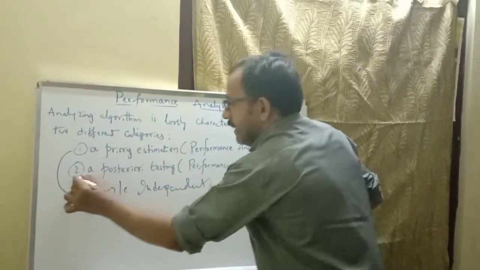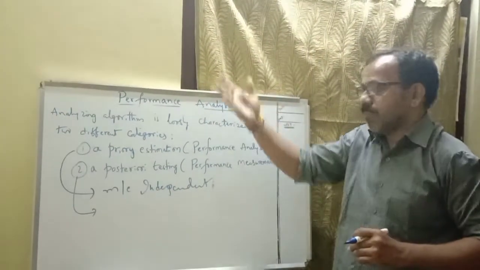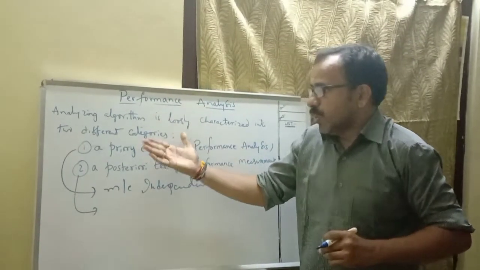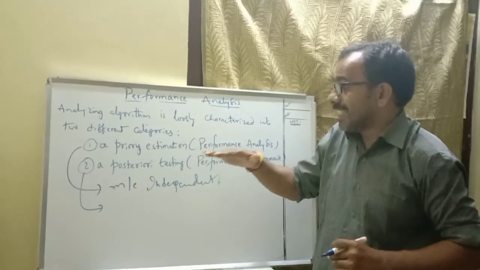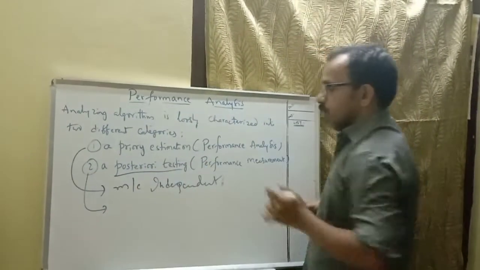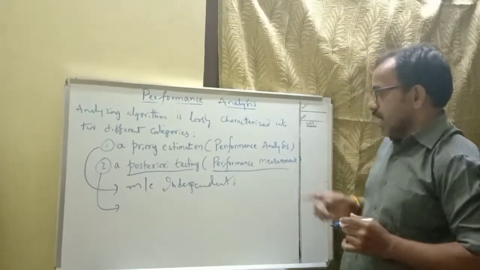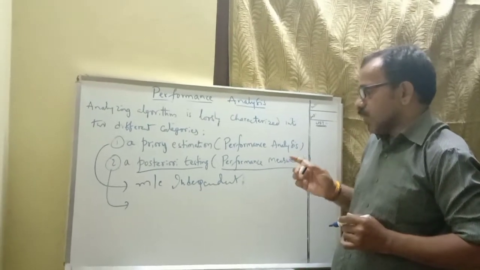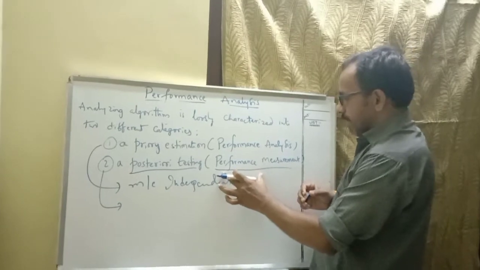What about the second one? The second one is posteriori testing. What do you mean by posteriori? Posteriori means after. So after converting the algorithm into a program, we use a machine for testing that particular program. That's why we call that step posteriori testing, or performance measurement, because we are measuring the actual time required to solve the problem and the actual space required to store the program and data.